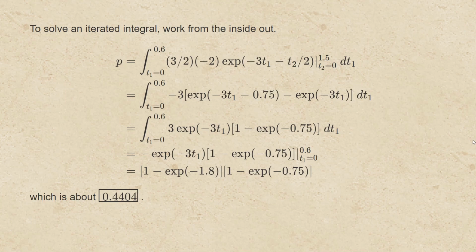The result is the quantity 1 minus e to the minus 1.8 times the quantity 1 minus e to the negative 0.75, which is about 0.4404.